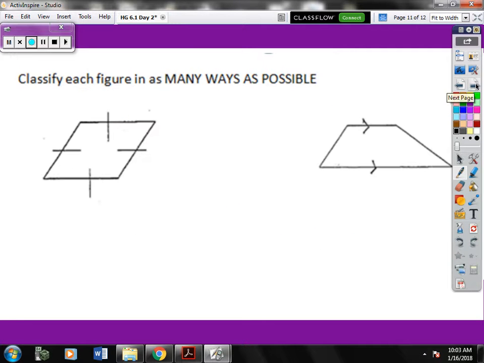Okay, real quick, the closure. Who could name this figure in as many ways as possible? As many ways as possible. Probably should have parallel markings, I guess. What do you call that? Joseph? A rhombus is the most precise name. Yes? Yep. Very good.